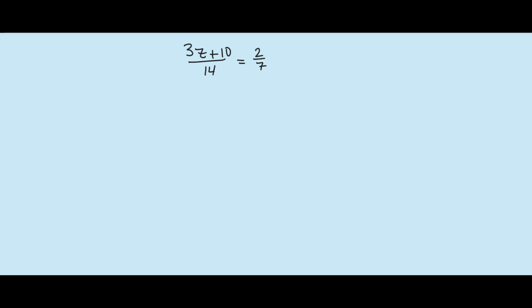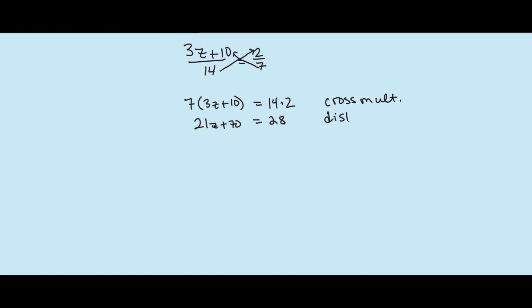So I'm going to do cross multiplication here to solve this proportion. I'm going to do 14 times 2, and I'm going to do 7 times 3z plus 10. So 7 times 3z plus 10, I need to multiply it by the whole thing, equals 14 times 2. So here I did cross multiplication. This is going to give me 21z plus 70 equals 28. This is the distributive property.